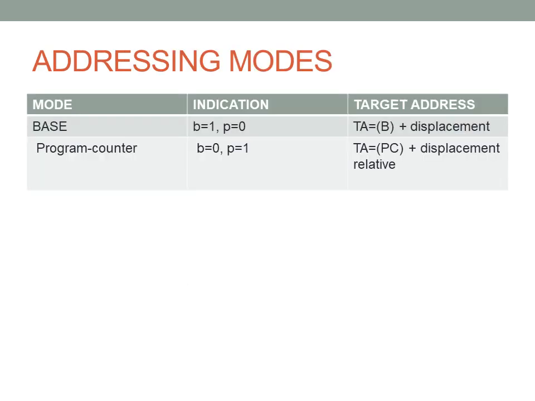For the addressing modes, there are two types: base and program counter. In base, the B flag will be 1 and the P flag will be 0. The target address can be calculated by the base address plus displacement. In the same way, for program counter, the B flag will be 0 and P will be 1. Target address can be calculated by the program counter plus displacement relative.